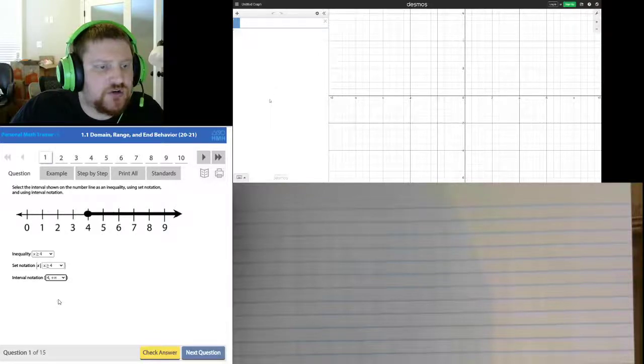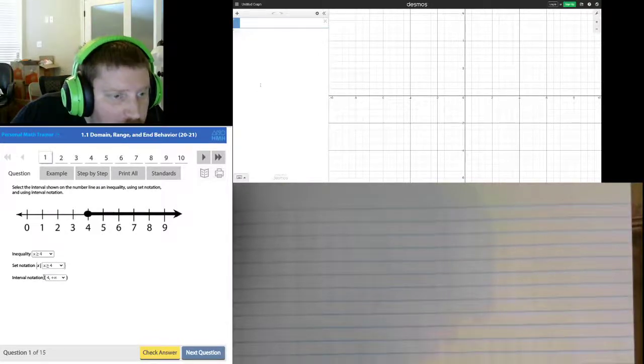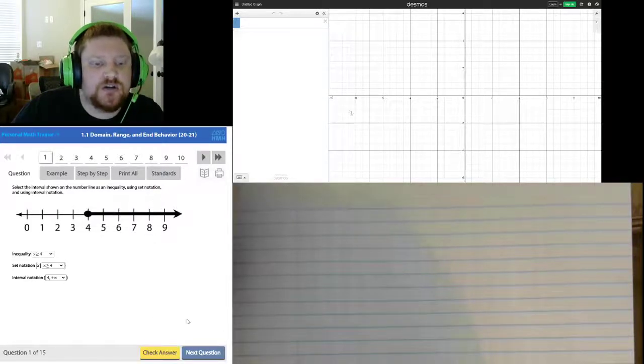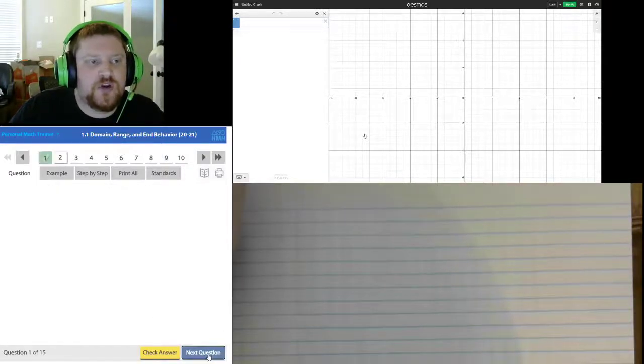So it looks like they don't actually, oh, the bracket was in the problem itself. So they've got the closed bracket right there and the open parenthesis at the end. So we can check our answer and we are good. So moving on to question number 2.